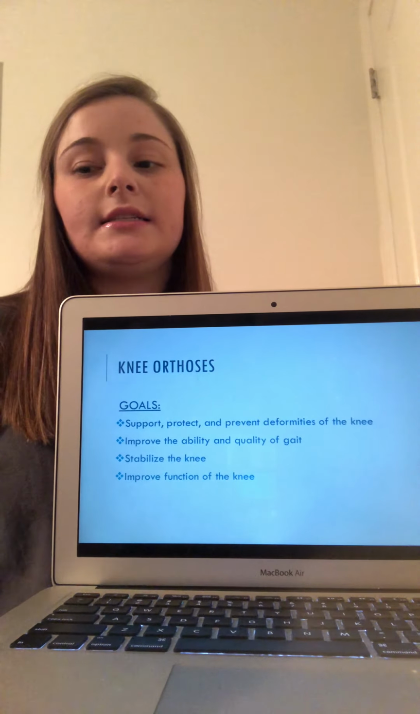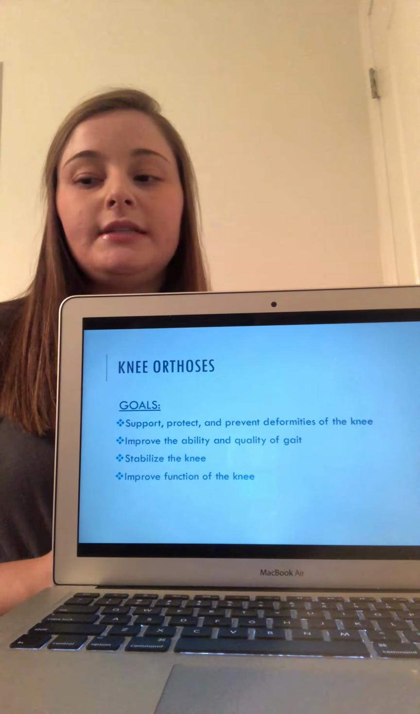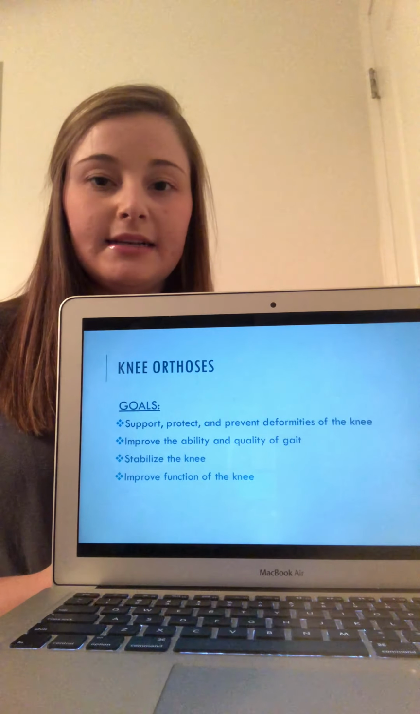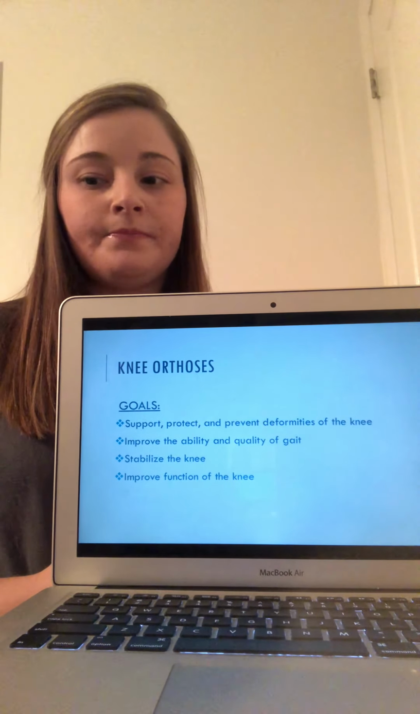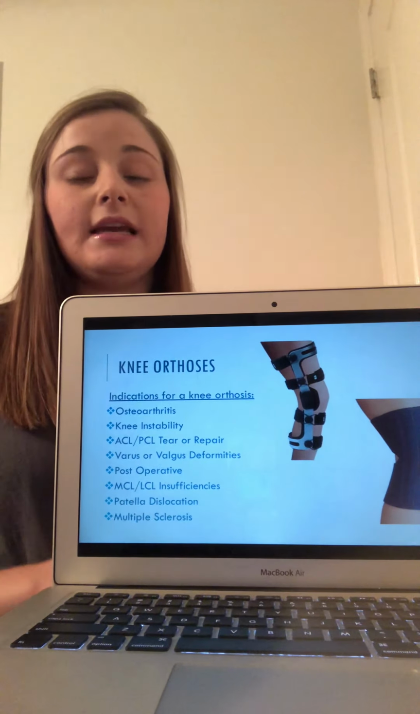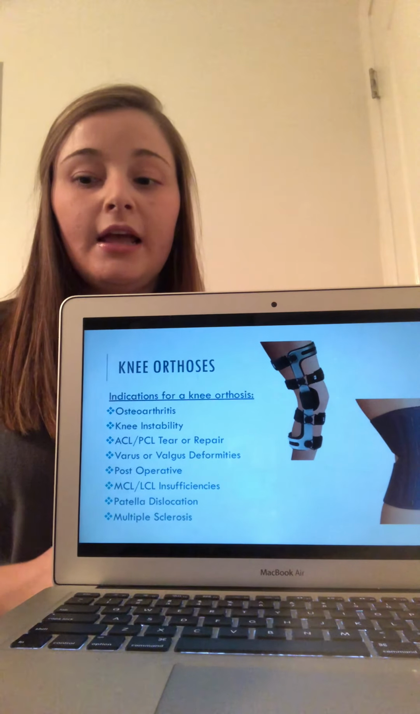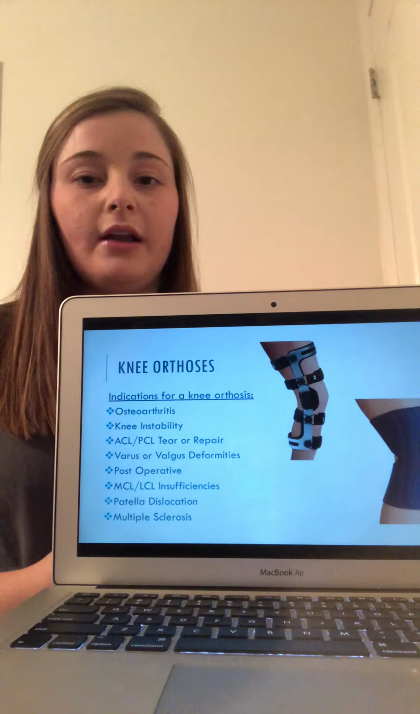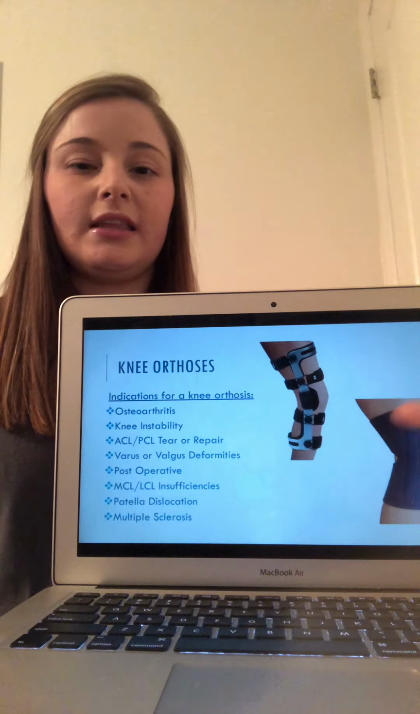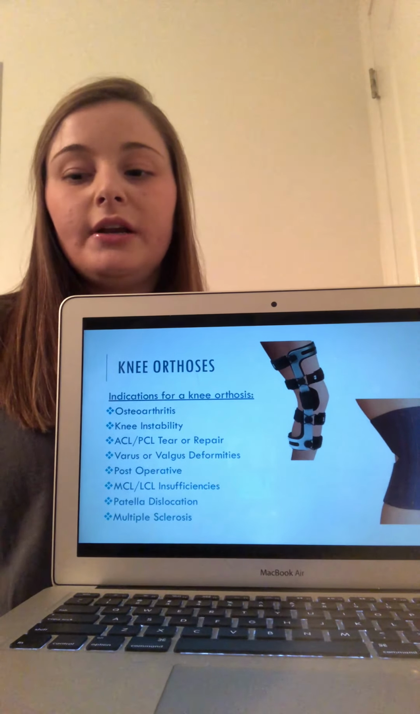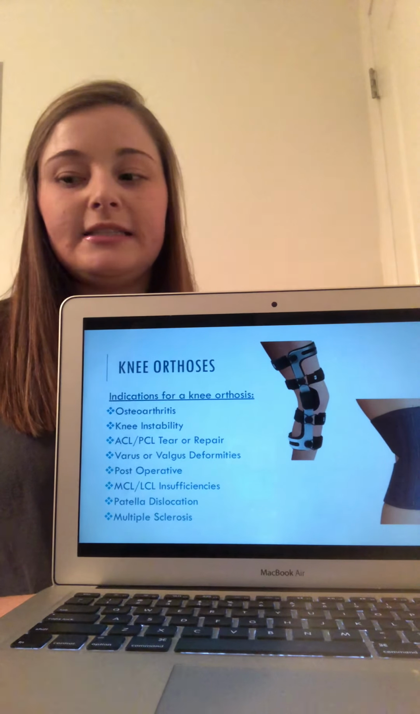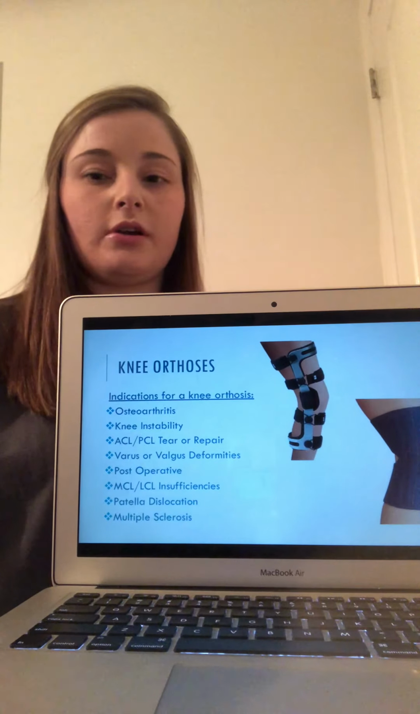Okay, the next one is knee orthotics. These support, protect, and prevent deformities of the knee, improve the ability and the quality of gait, stabilize the knee, and improve the function of the knee. These are really common with ACL and PCL tears or repairs. They're also used for MCL and LCL insufficiencies, so these are really common. You're going to see these hinge braces just like this most commonly. Some other indications are osteoarthritis, knee instability, varus and valgus deformities, patella dislocations, and again, multiple sclerosis.